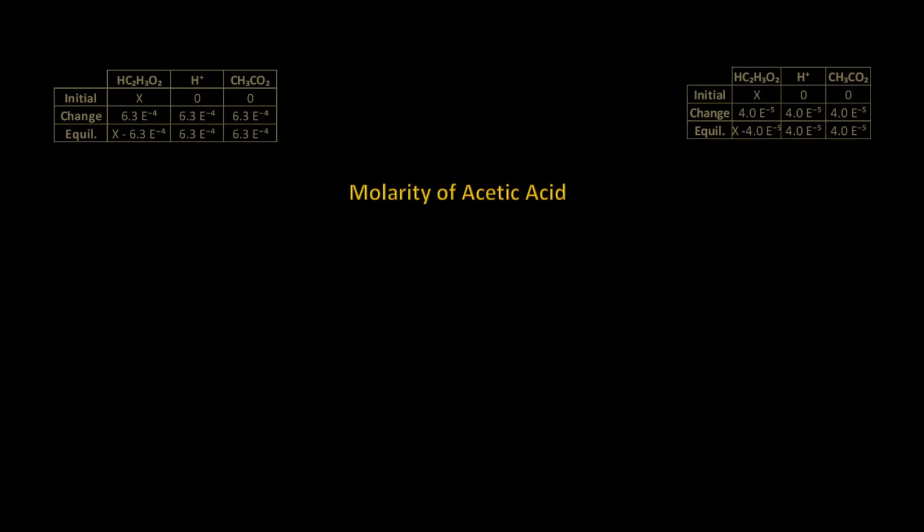The ice table shows that there will be a certain amount of dissociation, but not all of the acetic acid will dissociate at equilibrium due to the forward and reverse reactions. Since the mole ratio between the indicator, the hydrogen, and the acetate is 1 to 1 to 1, the information obtained from the ice table can be used. 1.8 times 10 to the minus fifth, therefore, equals 6.3 times 10 to the minus 4 squared, divided by x minus 6.3 times 10 to the minus fourth.